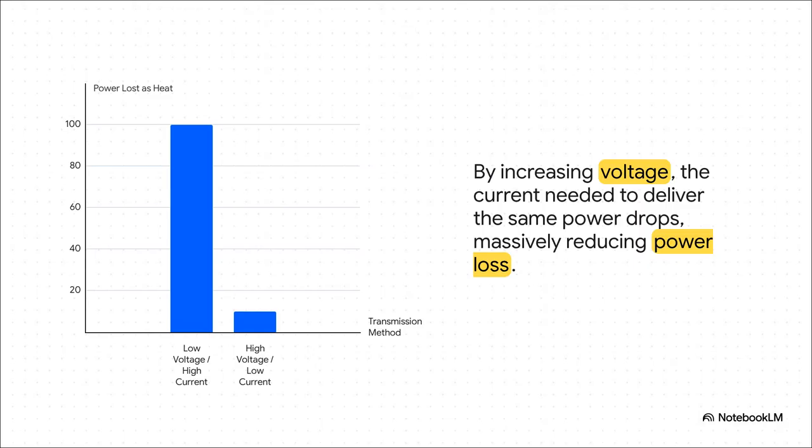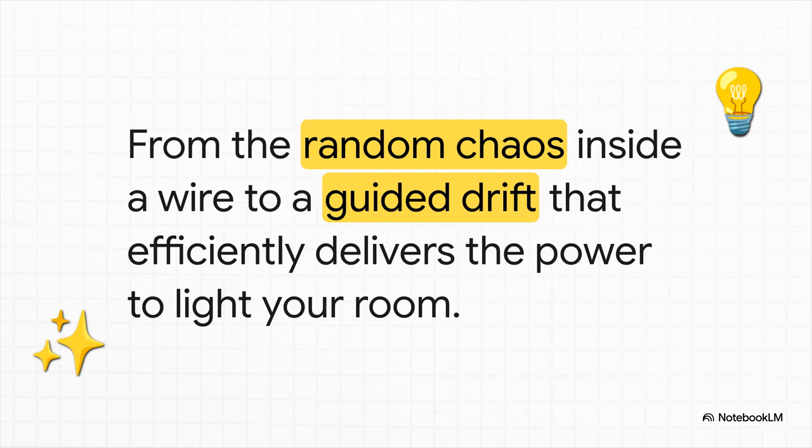And this chart just lays it out perfectly. By cranking the voltage way, way up, the current can be kept super low. And a tiny current means a massive, massive reduction in the power that gets wasted as heat. This is the secret to our entire electrical grid. And just like that, we've come full circle. The instant you flip that switch, you are commanding this whole incredible process, from the chaotic dance of particles to a guided, orderly drift, all governed by the laws of physics and engineered to efficiently bring power right to your room.